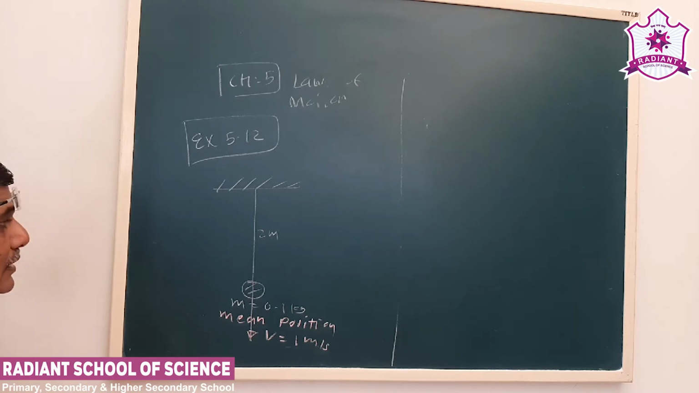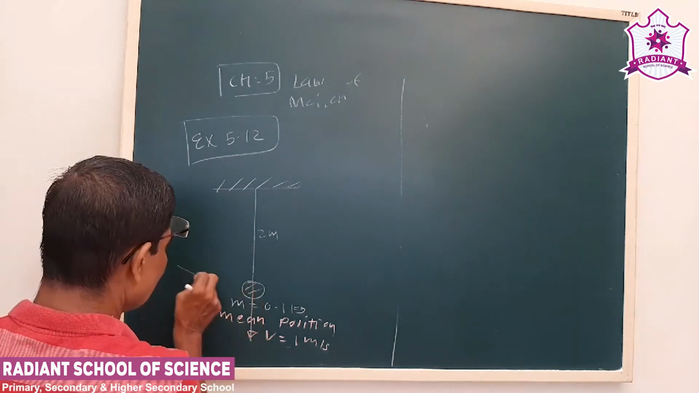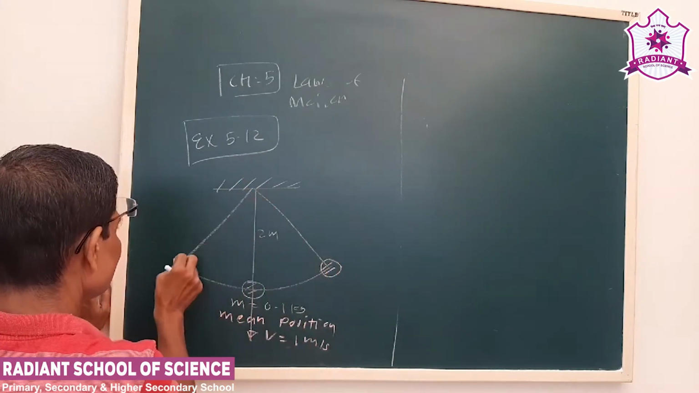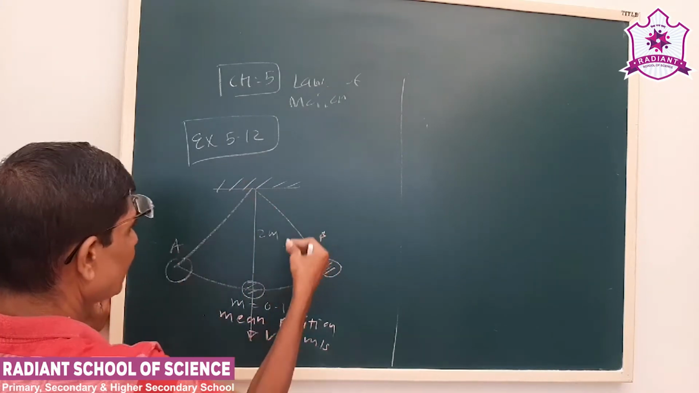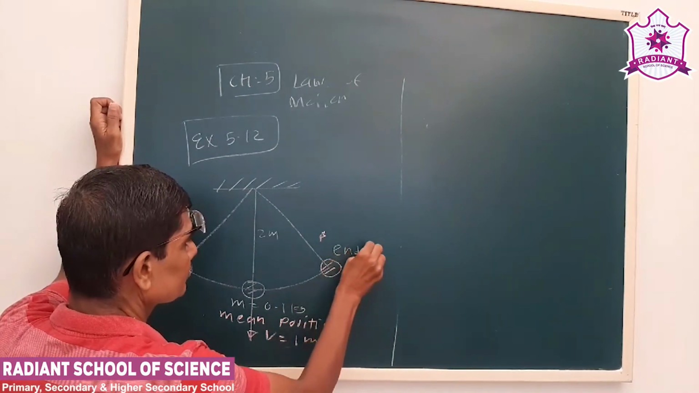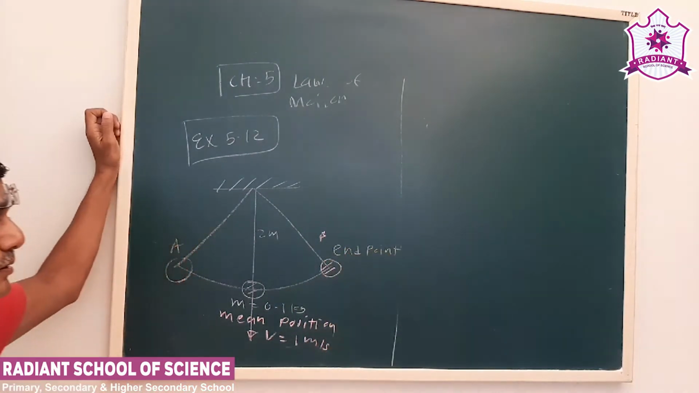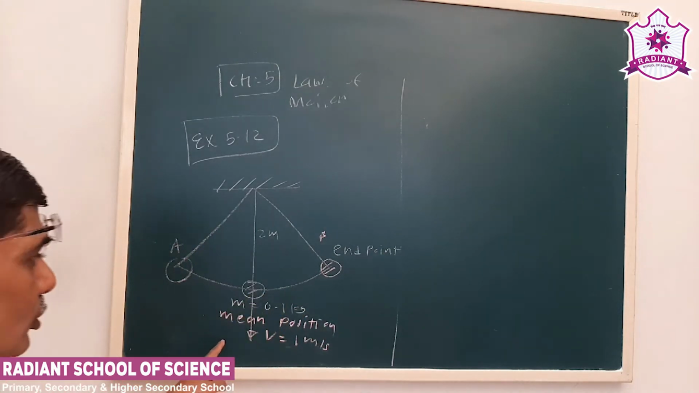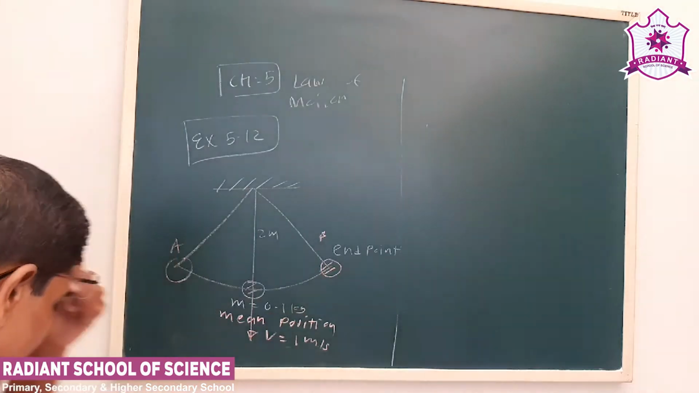Now this is the mean position. Let us say it moves in a plane like this. This is one end, this is the second end. That is the end point of the path. See, it oscillates like a pendulum like this. This is the mean position, and this is the end point.